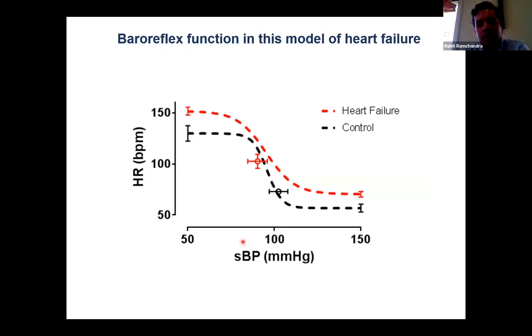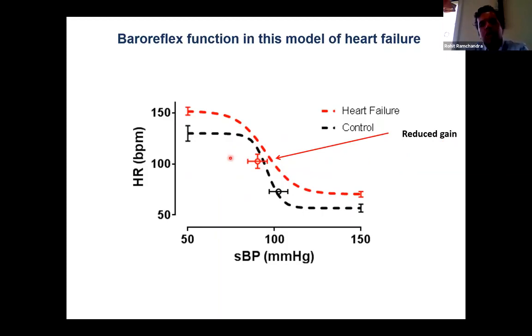Then we challenge these animals where we increase blood pressure using IV infusion of phenylephrine, which is very similar to what I showed you earlier. And then we decrease blood pressure using sodium nitroprusside, and we can plot the resulting changes in heart rate. In black is a control animal, and you can see as you increase blood pressure, heart rate falls. As you decrease blood pressure, heart rate increases. Interestingly, in this heart failure cohort of animals, the alteration in heart rate in response to blood pressure changes around the resting value is low. So there's a reduced gain.